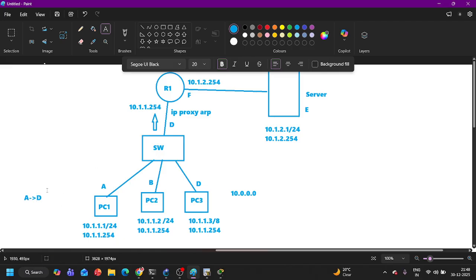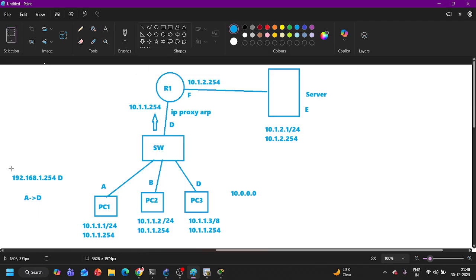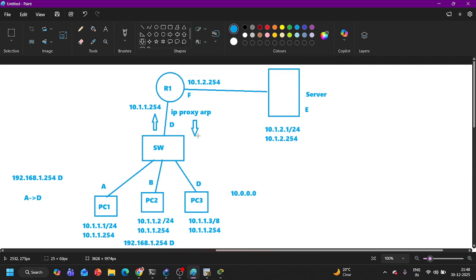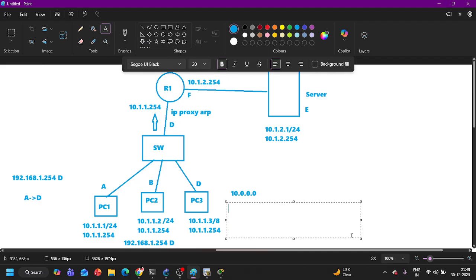Right? It will resolve the MAC address of the default gateway, which is 10.1.1.254, MAC address D. It has resolved this. PC2 is similarly going to resolve the MAC address of the default gateway to send traffic to a different subnet. But here PC3 is thinking the destination is in the same subnet. It will generate an ARP, and the router is going to generate an ARP reply on behalf of this server. In the ARP reply, it will share its own MAC address as the MAC address of the destination IP address. So PC3 is going to learn the MAC address of this IP address 10.1.2.1, MAC address D.